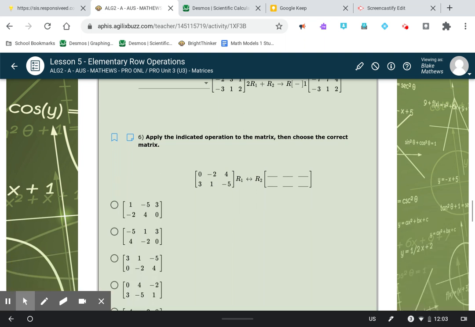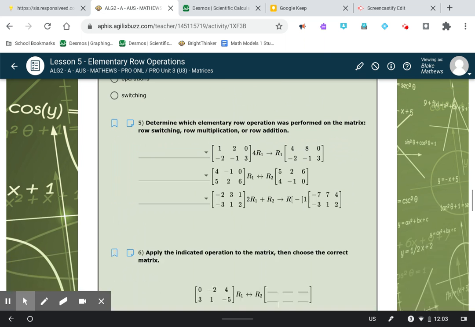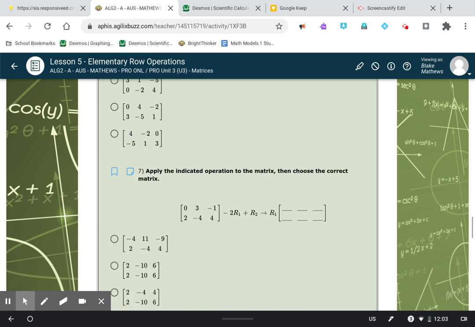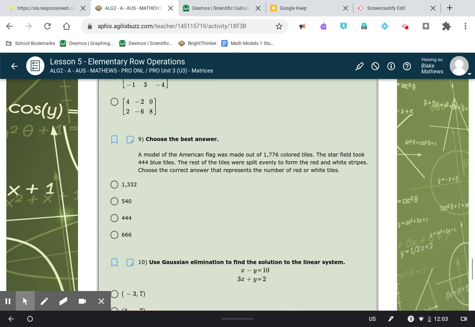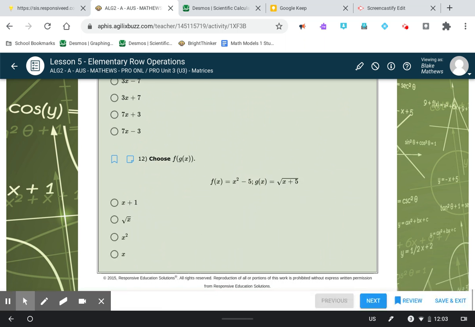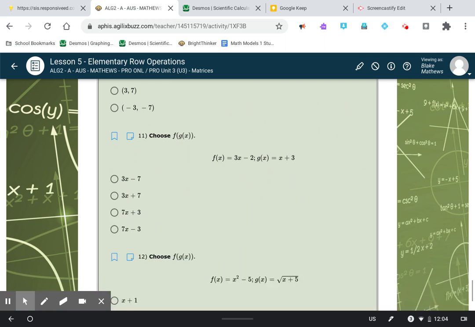So that's pretty much it. I don't really have a whole lot else to say here. You need to identify in number 5. You need to perform the operations in 6, 7, 8, and then you have some review questions, 9, 10, 11, 12, and all that. If you need help with the review questions, I will point you in the direction of the videos that correspond with these. These are all coming from the first 2 units. But that is it for Lesson 5.